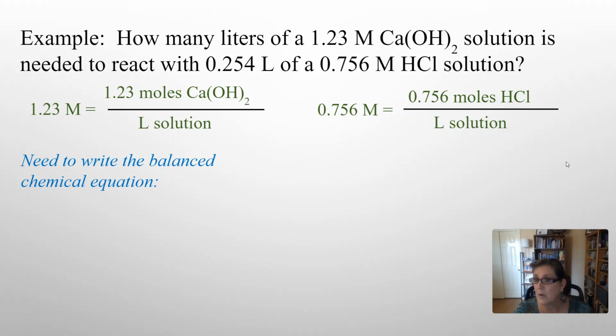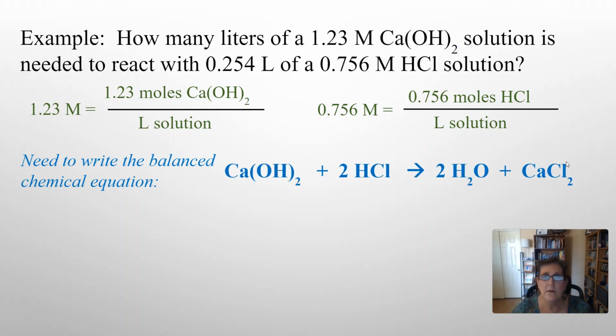Now, we need the balanced chemical reaction. This is great practice. Why don't you hit pause and write the balanced reaction? It's an acid-base reaction, isn't it? We have H in front of HCl, so that's an acid, and we have OH in back of calcium hydroxide, so that's a base. So we have an acid-base reaction. I put the base first because it doesn't matter. So I have my base plus my acid makes my water plus my salt. Calcium chloride is my salt.